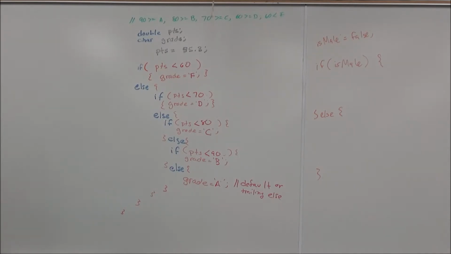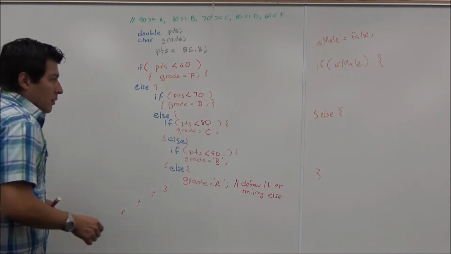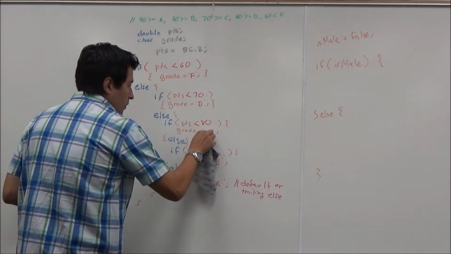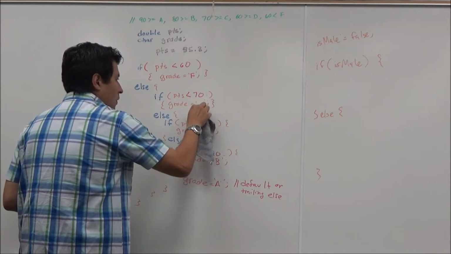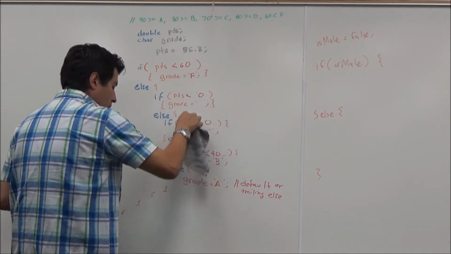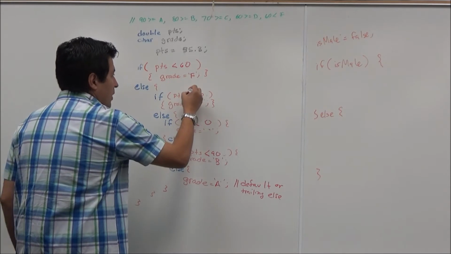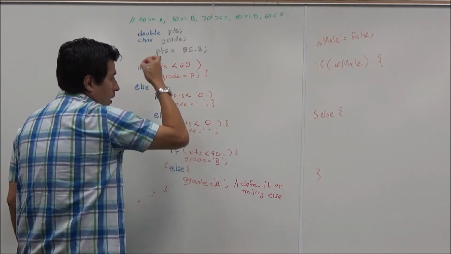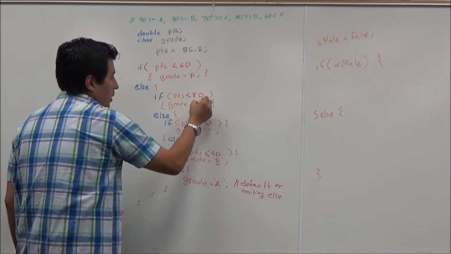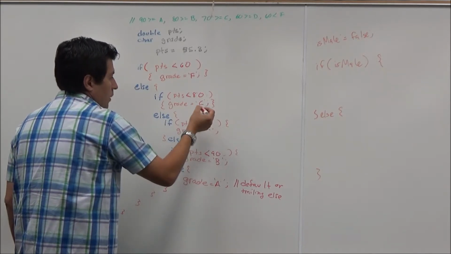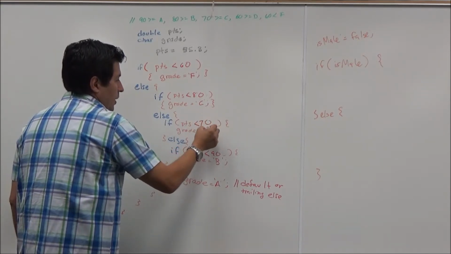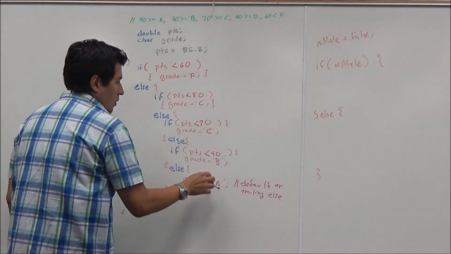But what if I do it in a different order? What if I don't do it in order? What if I do it not in ascending or descending, but randomly? Let's say I swap these two. Well, if it's less than 80, you get a C, right? If it's less than 70, you get a D here.